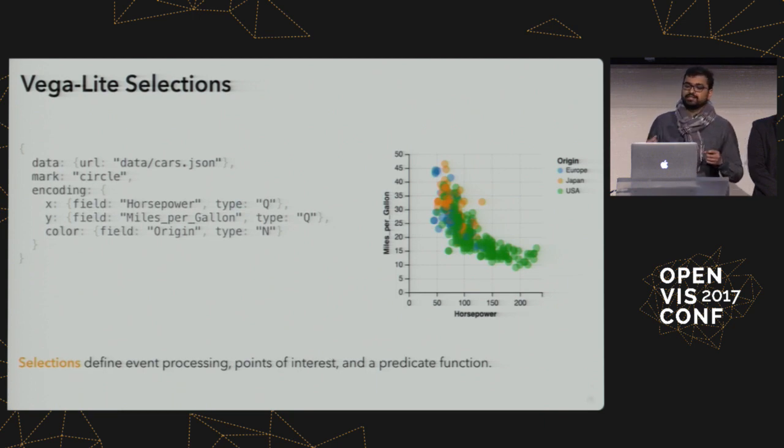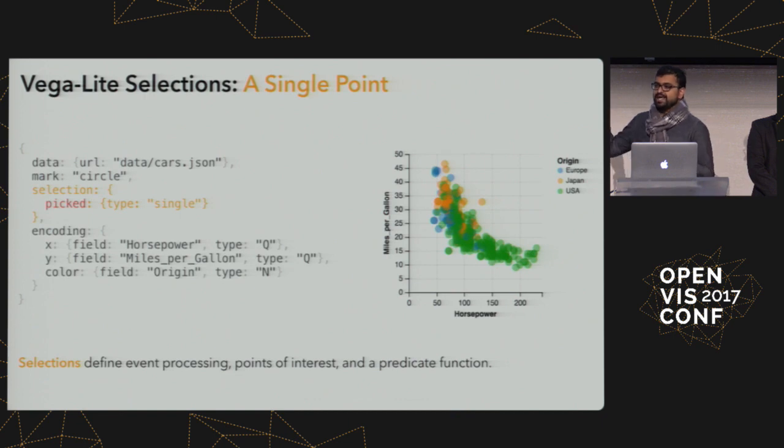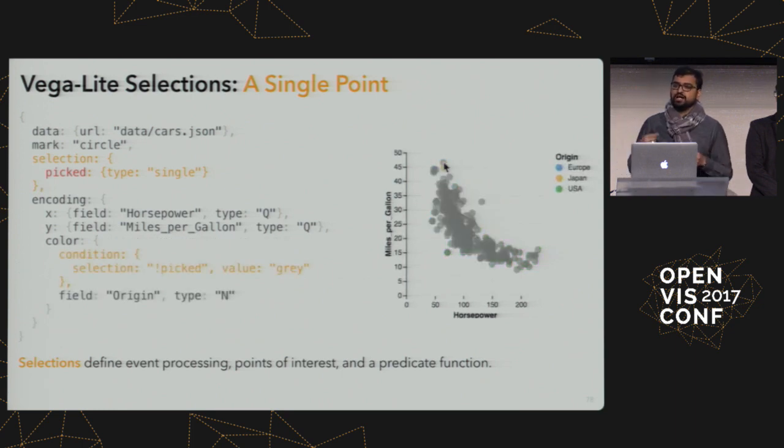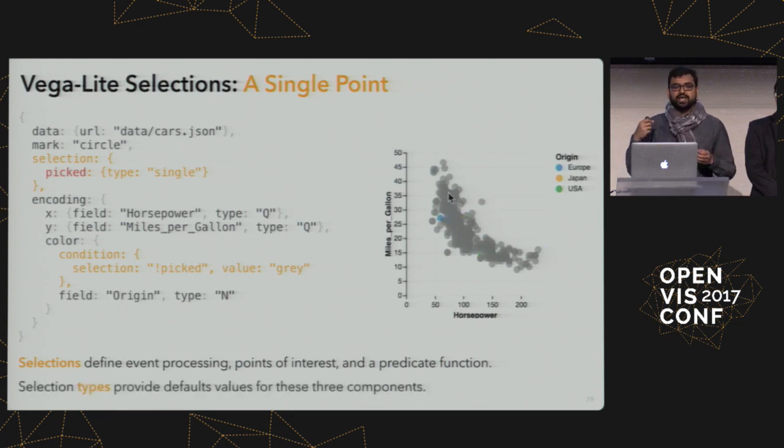Now, the most basic definition for selection is a name, here "picked", and a type. And we can use some conditional logic to change the color of the points based on what is being clicked. So how is this interaction working? Well, it's the selection type that is driving a lot of the default values. In particular, the single selection is saying, on click, select a single point.